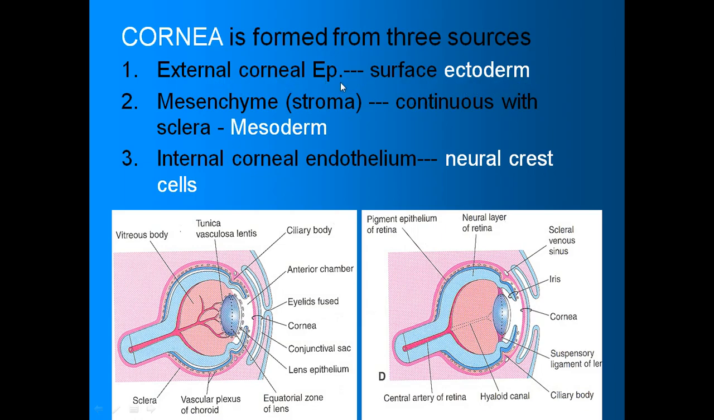Below that there is a Bowman's membrane, then there is a corneal stroma, then there is a basement membrane. All these layers are derived from adjacent mesoderm, connective tissue mesoderm. The internal corneal endothelium, the inner part, is derived from neural crest. So I'll repeat. The anterior epithelium of the cornea, or the external epithelium, is derived from surface ectoderm. The internal epithelium of the cornea, or the endothelium, is derived from neural crest. In between these two, it's derived from mesoderm.